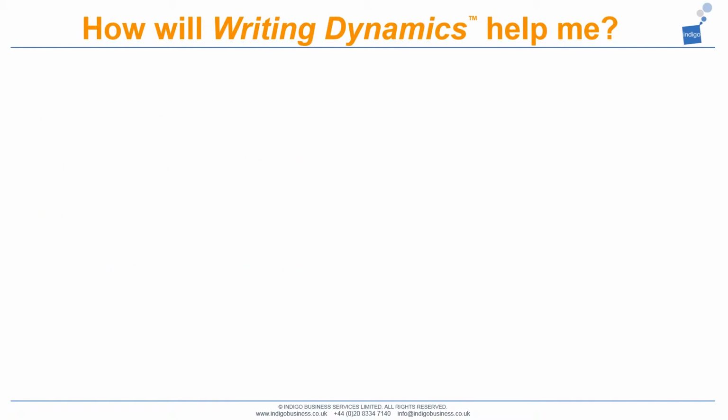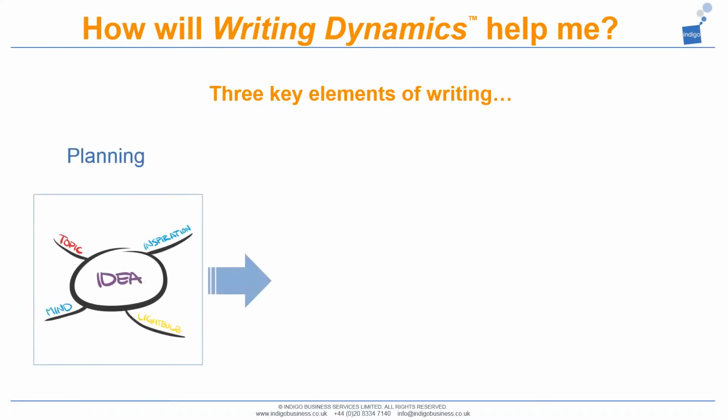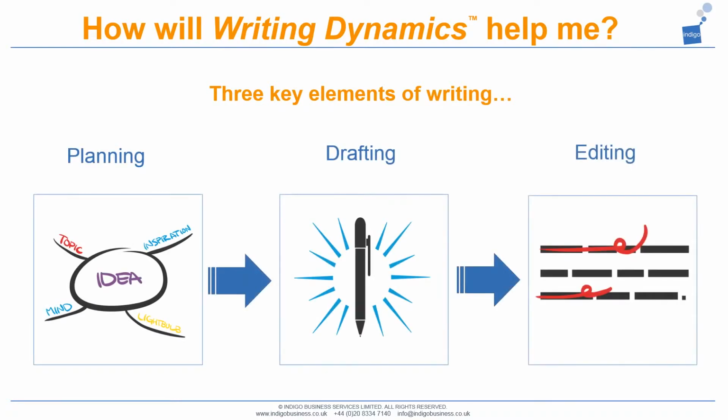So what does the course cover? Writing Dynamics covers the three key elements of any business writing process: planning, drafting, and editing. But it does so in a new and very different way. Instead of doing everything at once, we learn tools to separately plan, then to draft, and then to edit properly.